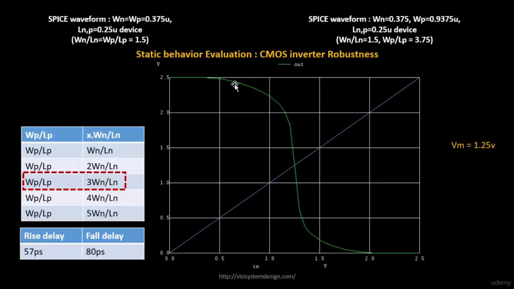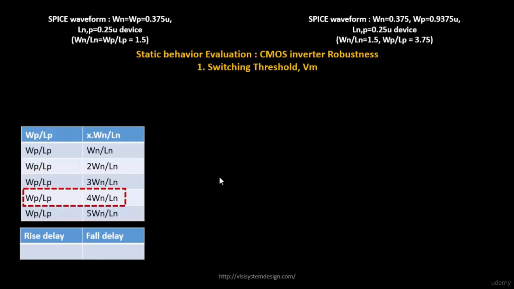Just for illustration, these are the real SPICE curves, and the rise and the fall delay have been evaluated the way we did a couple of minutes back. So this is how you get the rise and the fall delay. Next, we do the same experiment for WP equal to 4 times the NMOS width, and this is what you get.